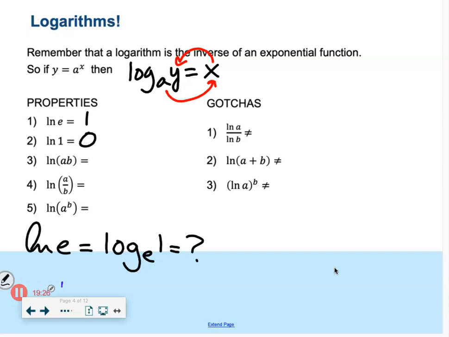So same thing here. The natural log of A times B is ln A plus ln B. So when you multiply your arguments, you can break up the log and say you're adding the logs. What about when you divide your arguments? You subtract the logs.